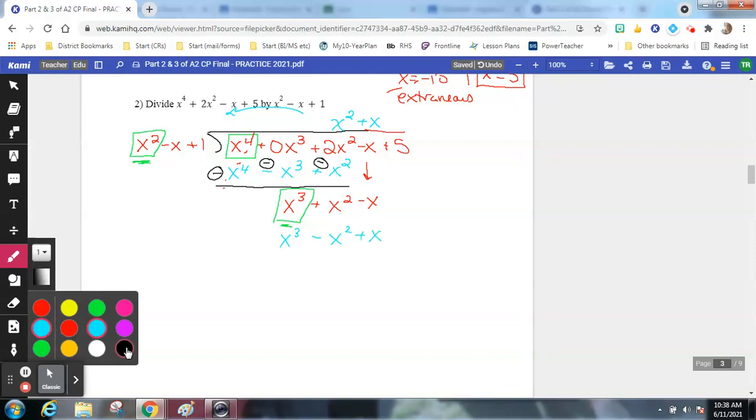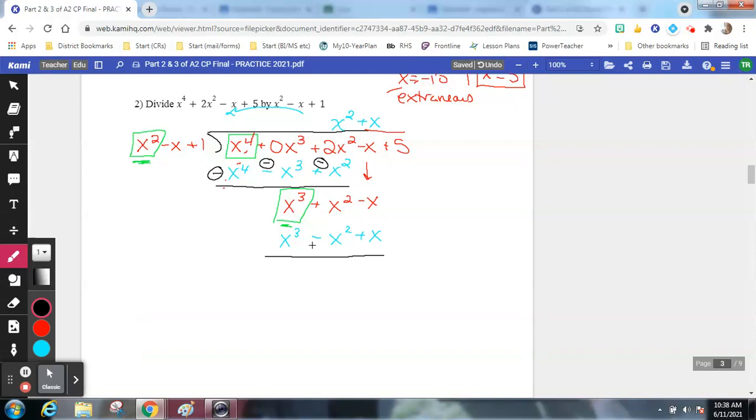And again, notice as I'm doing this, everything's lining up perfectly. If your values don't line up, then you're missing something. An x cubed should always line up over an x cubed. Again, those will cancel. Subtract down. So x squared minus a negative x squared is a positive 2x squared. Negative x minus x is a negative 2x. And then drop down your next term.